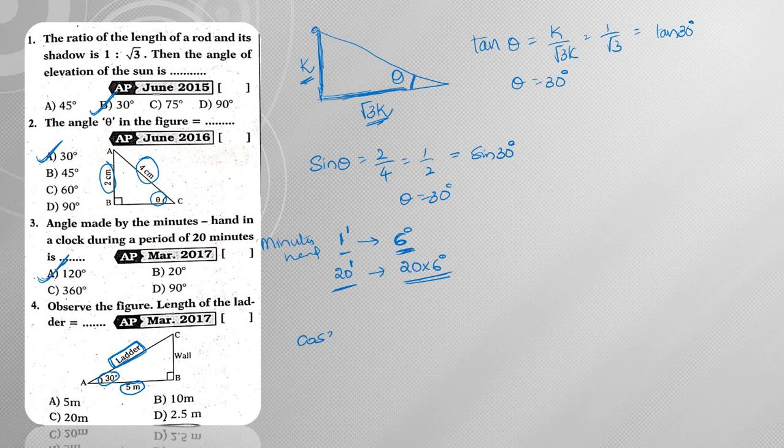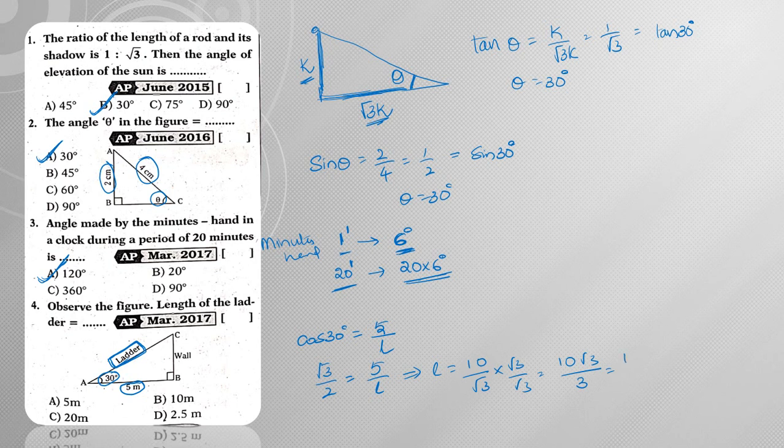Then this can be written as cos 30 degrees is equal to adjacent by the length of the ladder, let it be some L. Now what is the value of cos 30? Cos 30 degrees is nothing but √3 by 2. So √3 by 2 is equal to 5 by L. Now from this, L can be written as 10 by √3. So rationalizing the denominator, we multiply by √3 into √3. Then this is 10 √3 by √3 into √3, which is nothing but 3.